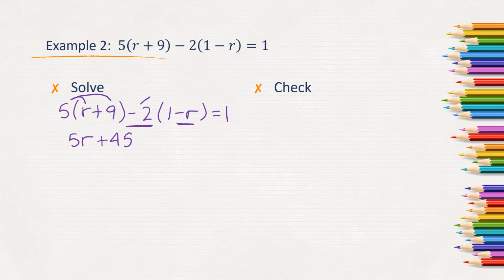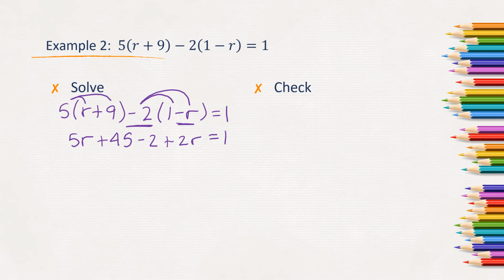So we're going to have negative 2 times 1, which gets us negative 2, and then negative 2 times negative r, which will get us a positive 2r. So again, we don't want to forget about the signs that go along with our numbers. Otherwise, we'll start to lose the signs and we'll have different signs than really what we should.